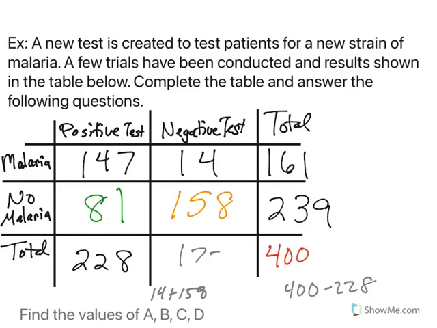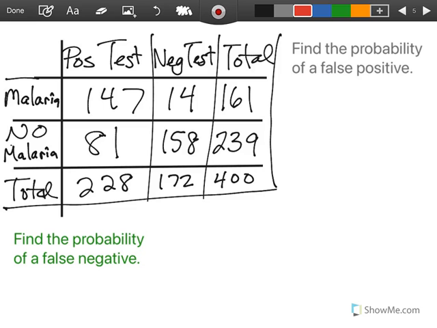Either way, you get 172 total negative testers. Okay, so let's go to the next one. This is our table that we just found. We're going to do two questions. First one's up here. Find the probability of a false positive.